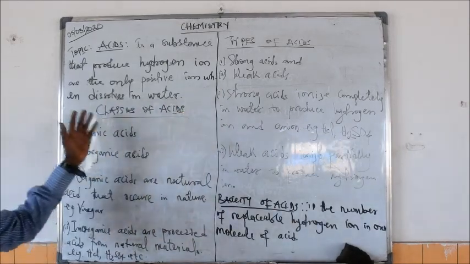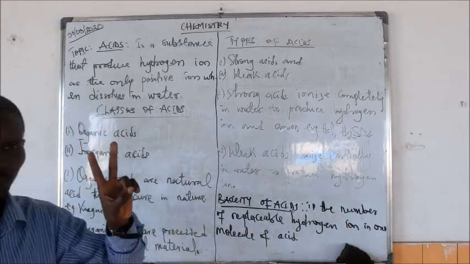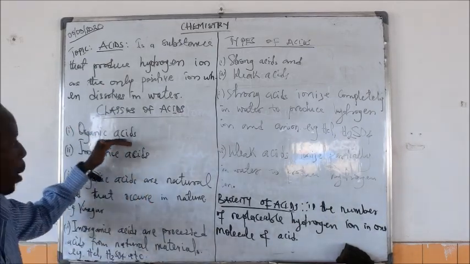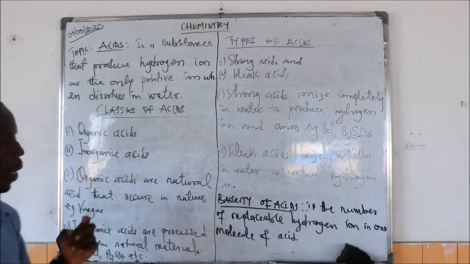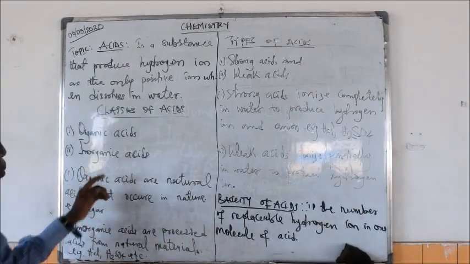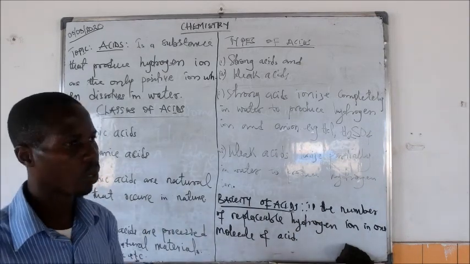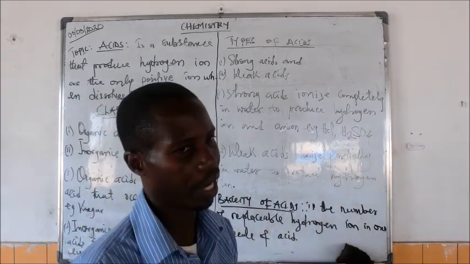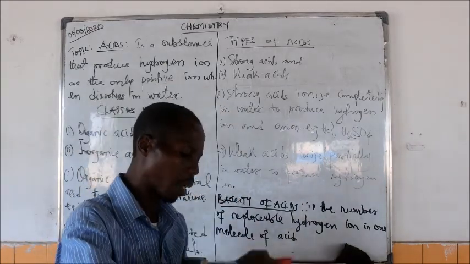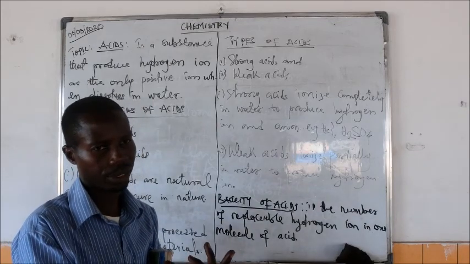Okay? Then what are the classes of this acid? The classes are just two. We know them as organic and inorganic. Are we together? When we're talking about organic acid, we are referring to natural acid. For example, when you pluck an unripe pineapple and cut it, you discover that there's some fluid coming out from the pineapple. That is acid.